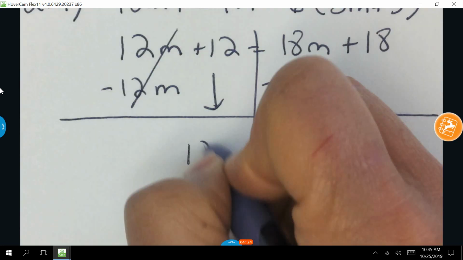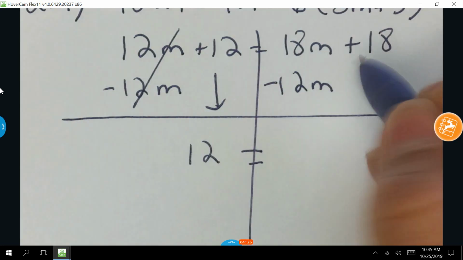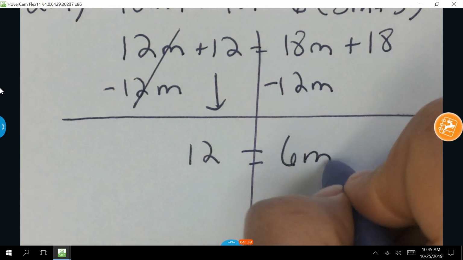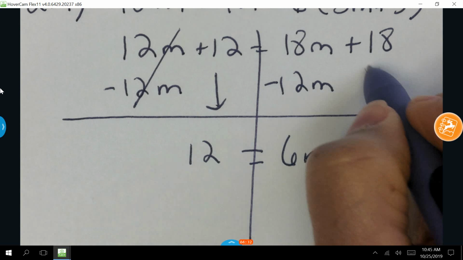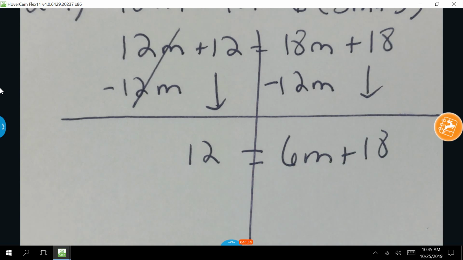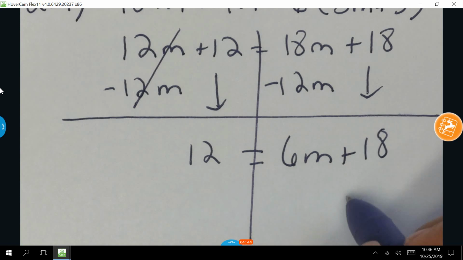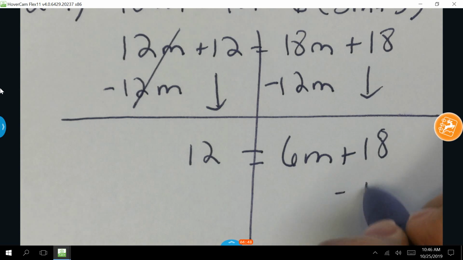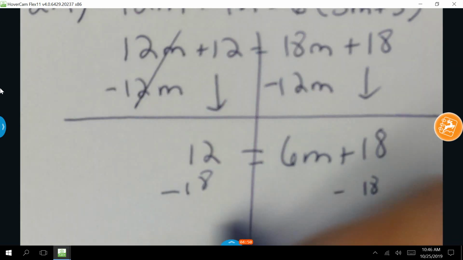Bring down everything that is still there. So bring down the 12. 18m minus 12m is 6m. Bring down the plus 18. Now your variable is already on the right. All your variable terms have been moved to the right, so you need to move your constants to the left. So what is still left to move? 18, and it's positive now, so how do you get rid of it? Yes, we're subtracting 18 from both sides.